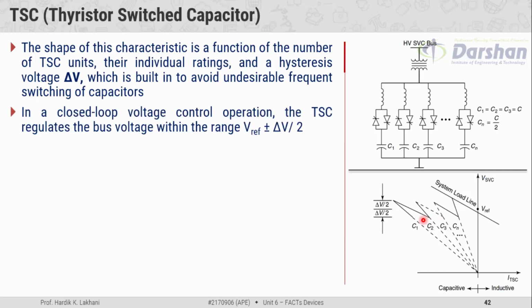So in a closed loop voltage control operation, the TAC regulates the bus voltage within the range of V reference plus or minus delta V divided by 2. The voltage of the SVC is controlled by the closed loop voltage control concept, and that voltage is kept within the limit, which is V reference plus or minus delta V divided by 2.